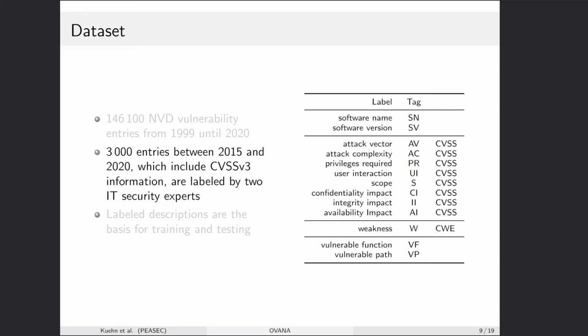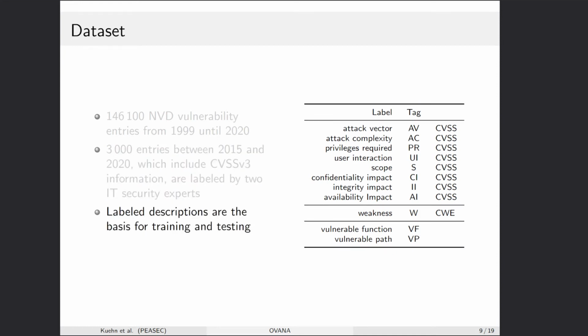This is followed by CVSS related labels: attack vector, attack complexity, privileges required, all the parameters that are used in the base vector of the CVSS version 3. The weakness information captures the CWE information, and the vulnerable function and vulnerable path are our take to improve the National Vulnerability Database's information quality. These labels are based on the previous problems we identified. And the label descriptions are then used as basis for training and testing of our deep learning modules.